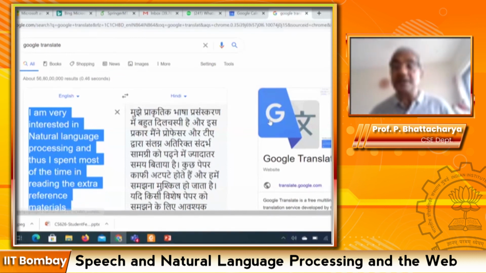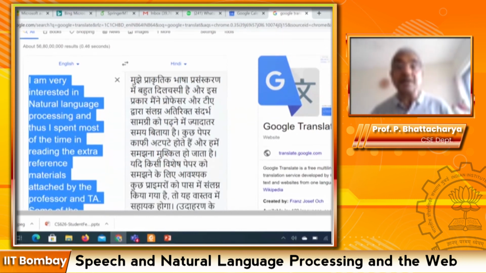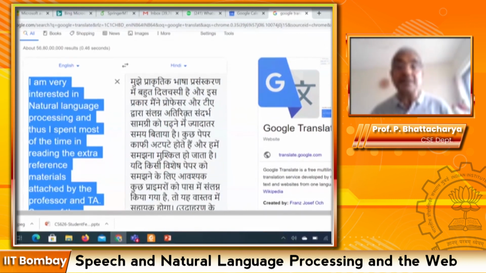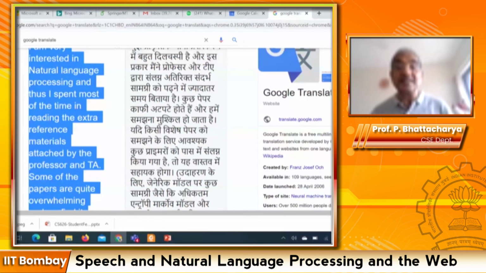मुझे प्राकृतिक भाषा प्रसंस्करण में बहुत दिलचस्पी है और इस प्रकार मैंने प्रोफेसर और टीए द्वारा संलग्न अतिरिक्त संदर्भ सामग्री को पढ़ने में ज़्यादातर समय बिताया है. कुछ पेपर काफ़ी अटपटे होते हैं. So you see, this is not translated as भारी. Google is taking this as कुछ पेपर काफ़ी अटपटे होते हैं और हमें समझना मुश्किल हो जाता है. Much better quality. This is called more fluent. यदि किसी विशेष पेपर को समझने के लिए आवश्यक कुछ प्राइमरों को पास में संलग्न किया गया है तो यह वास्तव में सहायक होगा. This is also okay.